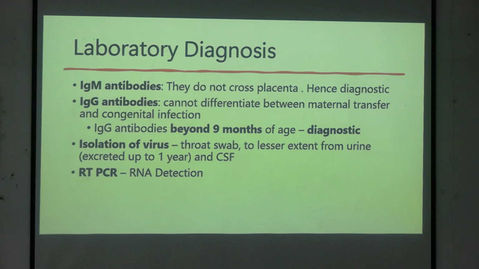Okay, lab diagnosis is again by detection of antibodies, IgM and IgG. If the IgG antibody is persisting beyond 9 months of age, beyond 9 months of age যদি IgG persist করে, then that is a diagnostic, because maternal IgG গুলো সাধারণত 9 months আগেই শেষ হয়ে যায়. So if it is specific IgG of the rubella which is persisting beyond 9 months, we can call it a IgG of the neonate itself, and the neonate is affected.